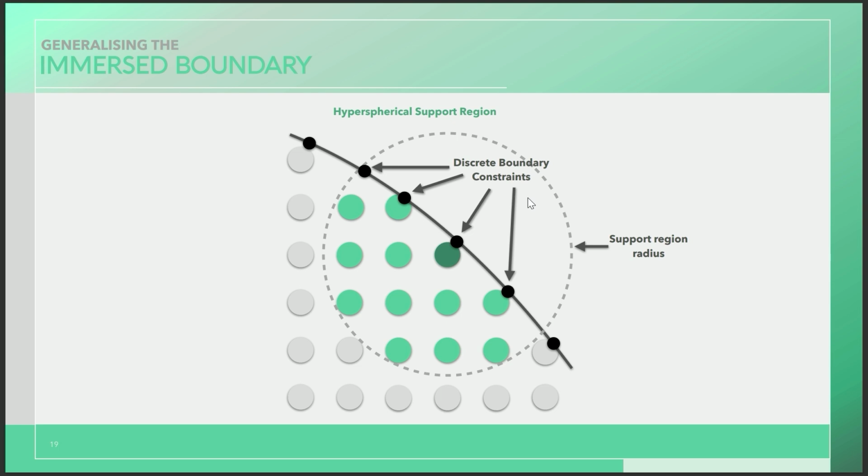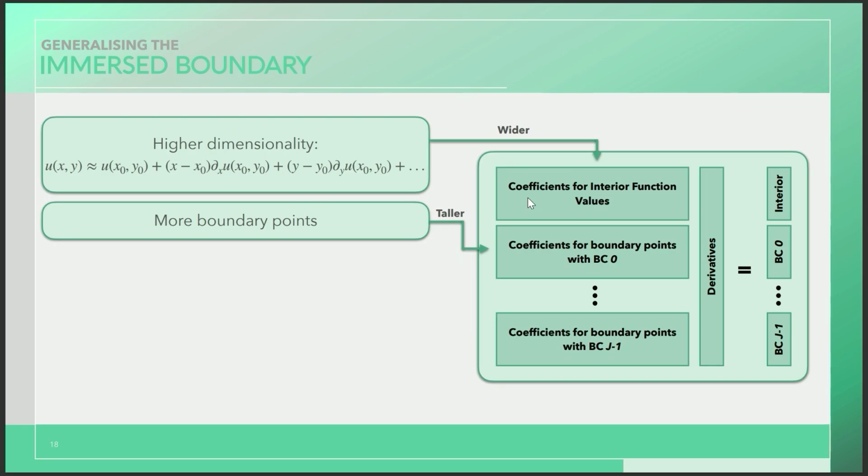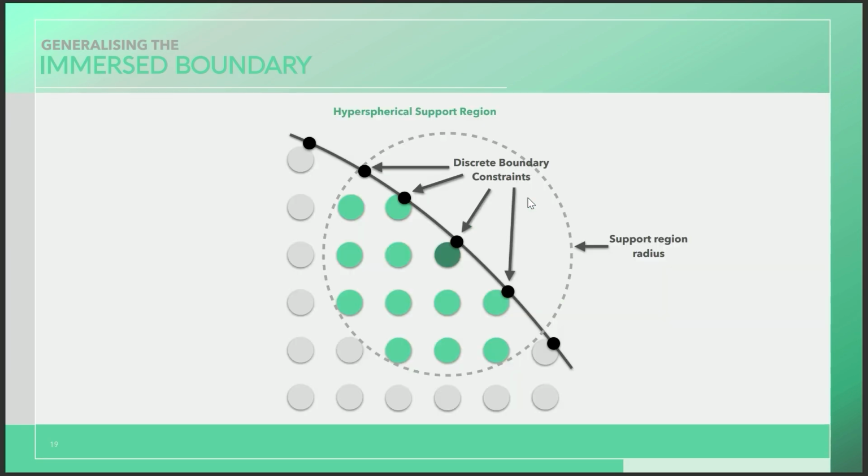And then we pick our interior points, where we extend some sort of hypersphere, so a circle or a sphere, or I guess a line in 1D. We pick all of the interior points that fall within the circle, and we're going to use those as our interior constraints. So then we can happily build this system for all sorts of dimensionalities, all sorts of sets of boundary conditions.